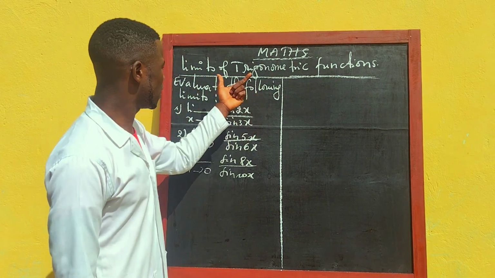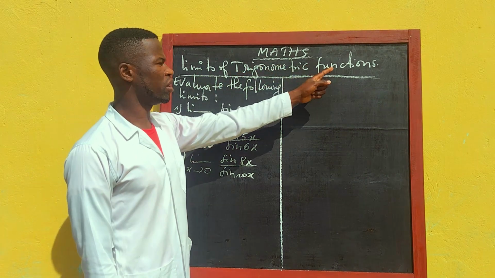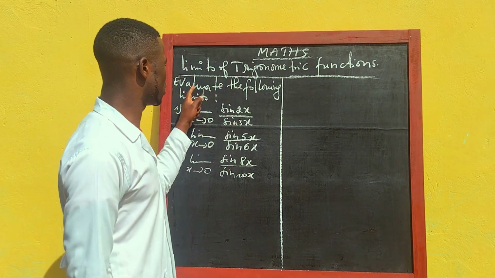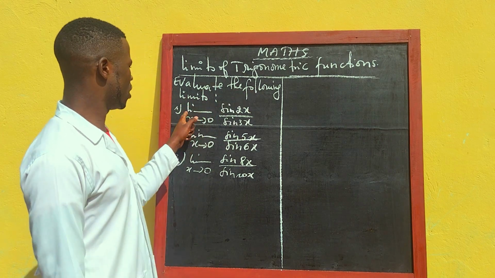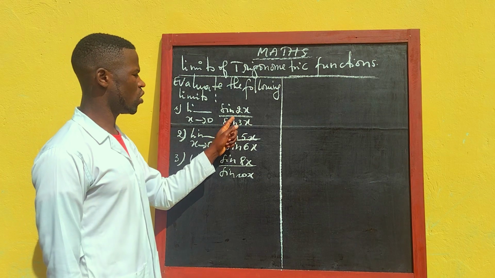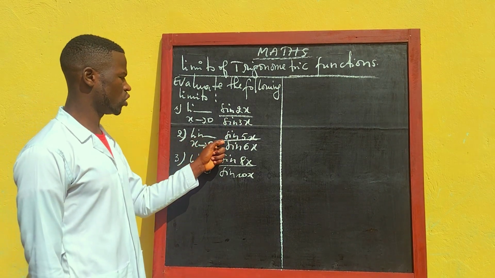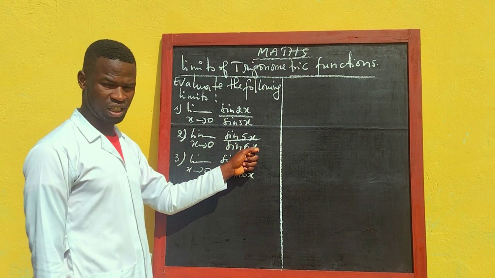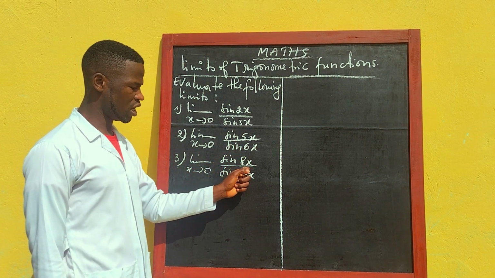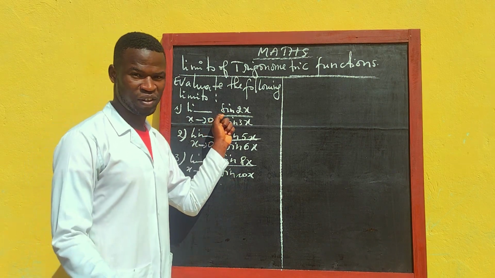We are going to discuss the interesting topic of limits of trigonometric functions. Here we have the questions. The first one is: evaluate the following limits. Number 1: limit as x approaches 0 of sin 2x over sin 3x. Number 2: limit as x approaches 0 of sin 5x over sin 6x. Number 3: limit as x approaches 0 of sin 8x over sin 10x. Then let's start on the first one.